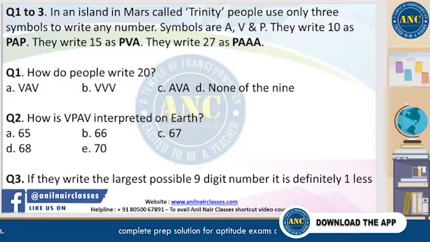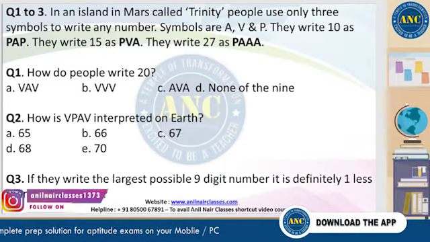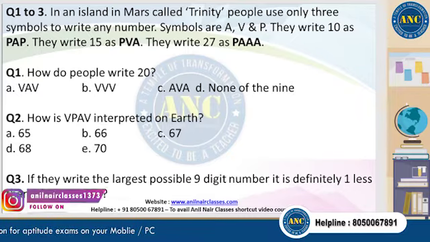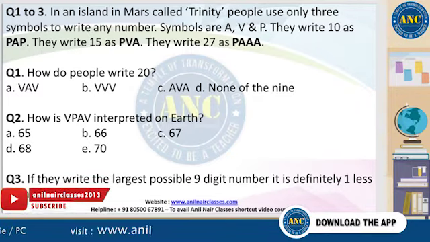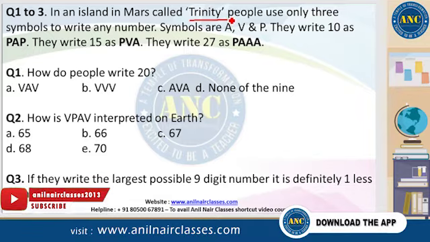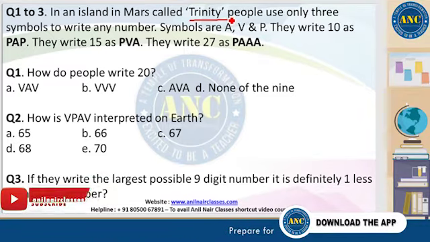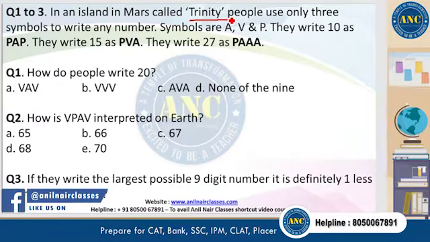So, there's an island in Mars called Trinity. I didn't know there were islands in Mars. I have no clarity; there's probably the Sea of Tranquility or something. But Trinity is unique, something that I got to know today. People there use only three symbols, right? They're A, V, and P. Wow, three symbols to represent any number.